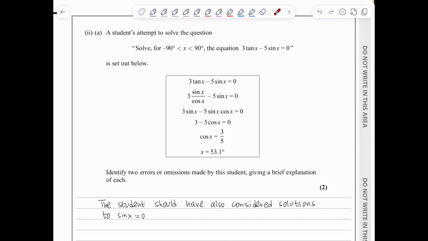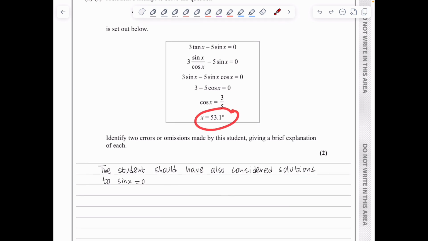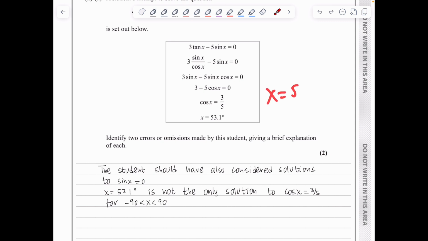And the second error is that at the very end, when they found x is 53.1, there are other solutions to this trigonometric equation, cos x is 3 over 5. We know that x is 53.1 or x is minus 53.1 would also be a solution. So we've got 2 errors committed by the student here.